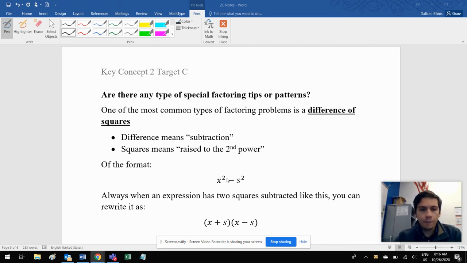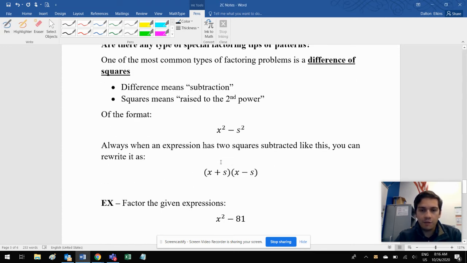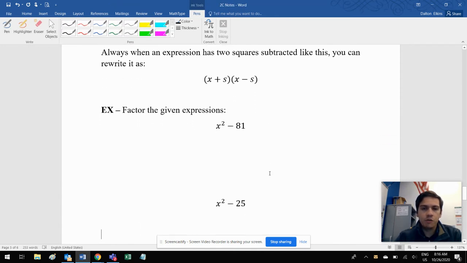So if you ever encounter a problem where it's x squared minus something else to the second power, we'll say s, when it's like this, you can factor it as the following: x plus s times x minus s. You notice that those two things are kind of like opposites, right? We have a plus s and then we have a minus s. So let's look at an example and show you some context here.